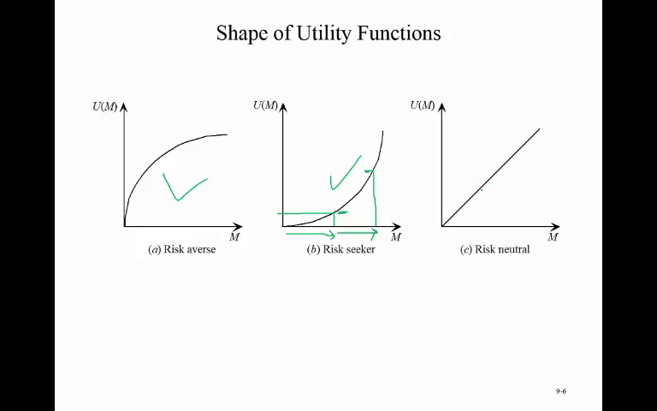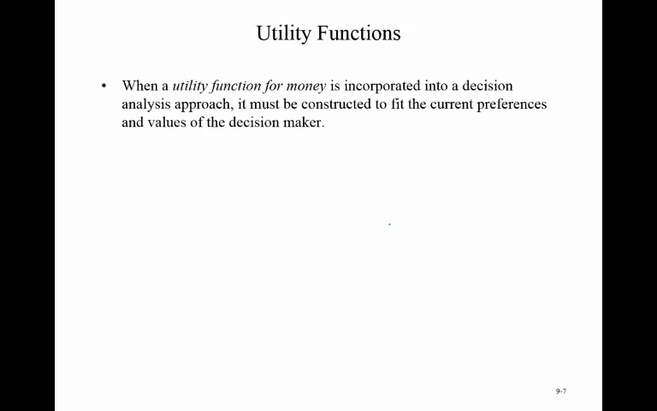And of course, the risk neutral person, the first $1,000 raises you that much, the second $1,000 basically raises you an identical amount. So you're just as happy with the second $1,000 as you are with the first $1,000. So when a utility function for money is incorporated into a decision analysis approach, it must be constructed to fit the current preferences and values of the decision maker. And again, these are very individual for a person as well as for an organization.